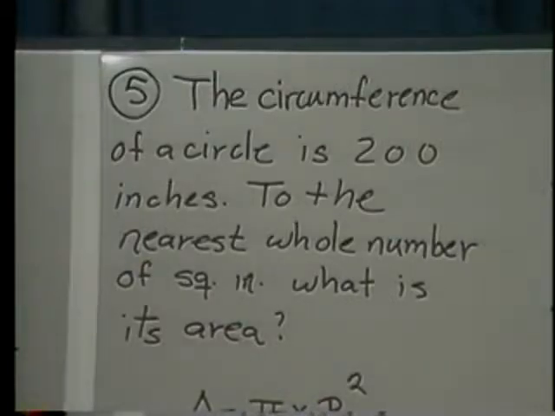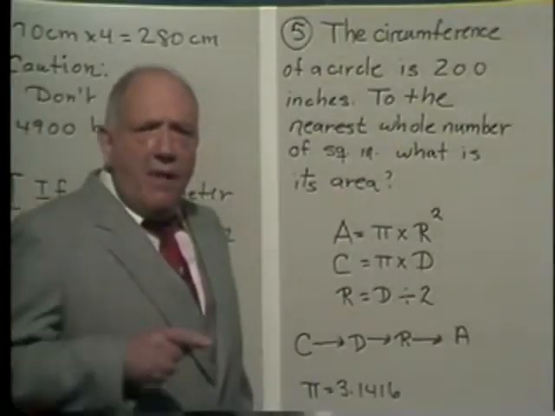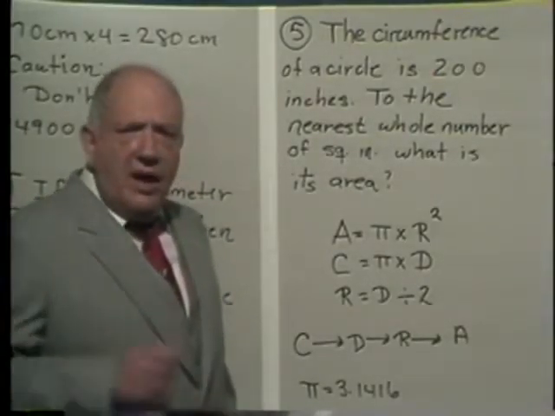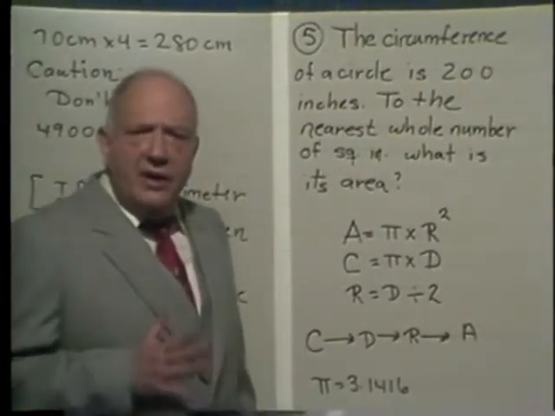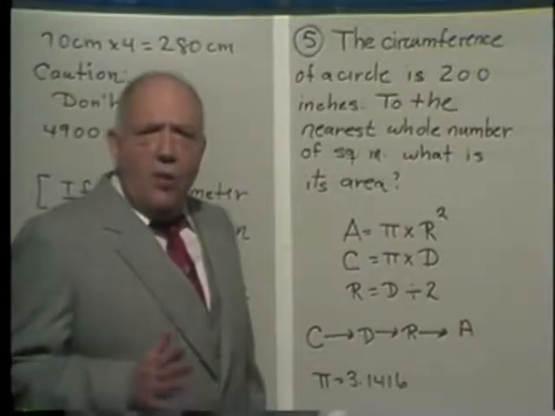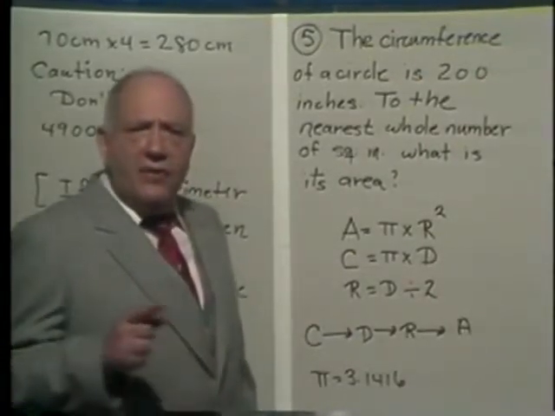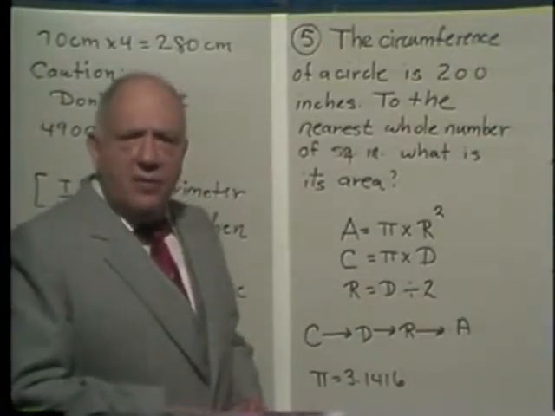Basically, we're being asked to find a relationship between the circumference of a circle and its area. Have we yet learned the formula that tells you how to find the area in terms of the circumference? We've had the area in terms of the radius, but not the area in terms of the circumference.